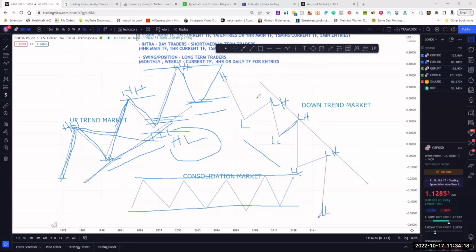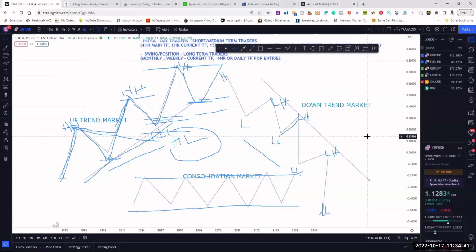The same thing goes with the downtrend. Did you guys get what I said? The same thing goes with the downtrend. So with the downtrend, what do you wait for? You sell the lower high. You do not buy the lower low or sell the lower low. You sell the lower high.